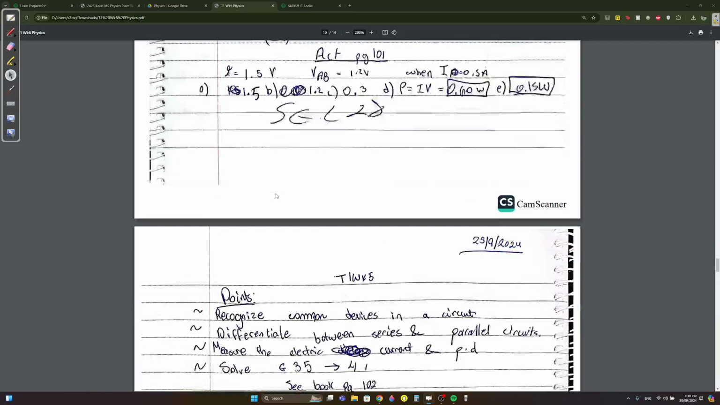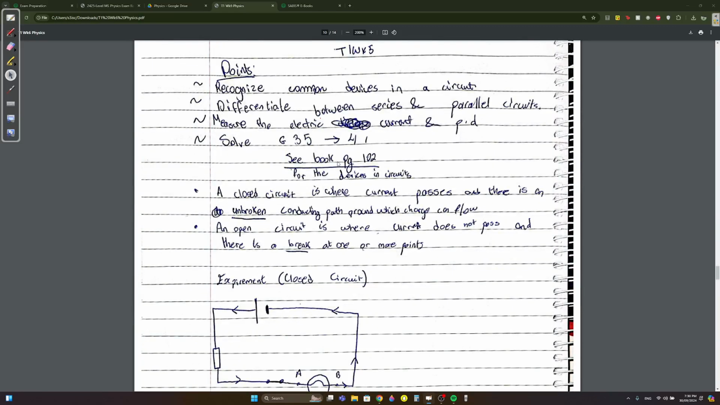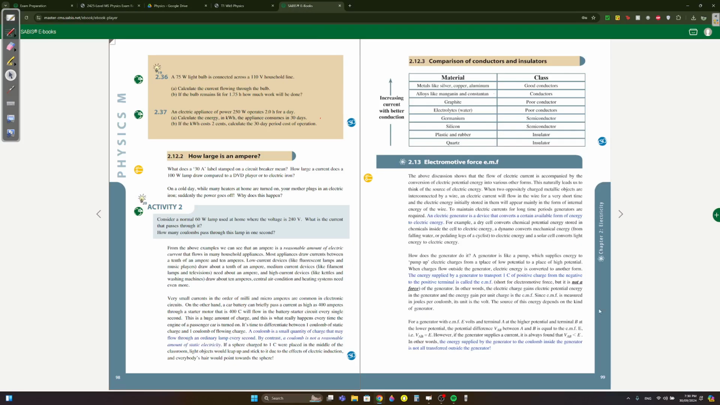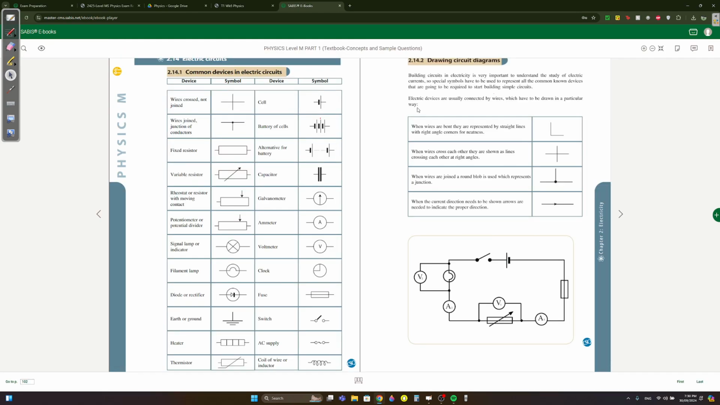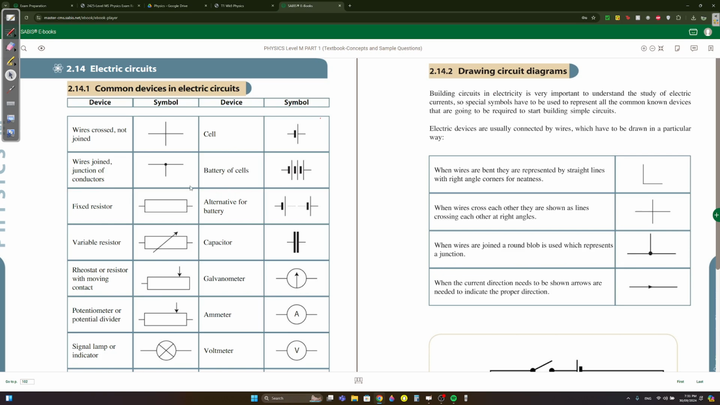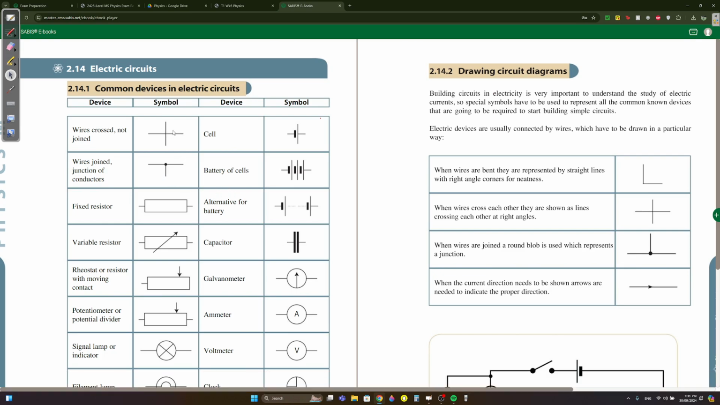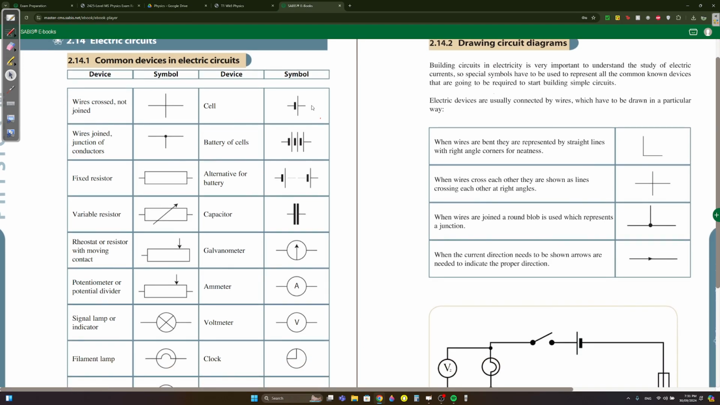You don't need resistance. Okay, see book page 102, because I was not about to draw every single symbol in the book. We're gonna fly through these because at this point most of these are pretty self-explanatory. Wires look like this. A cell, this is a cell. This is a battery of cells. This is like many cells grouped together.